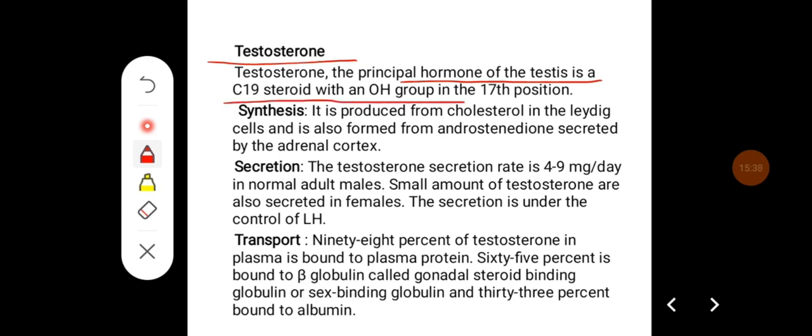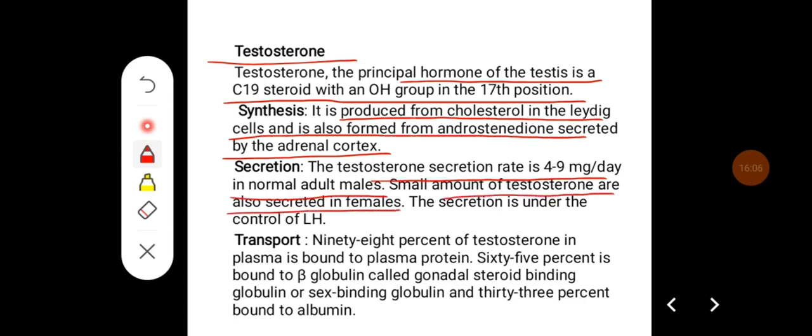Testosterone is a 19-carbon steroid with the OH group in the 17th position. Synthesis of testosterone occurs from cholesterol in the Leydig cells and is also formed from the androstenedione secreted by the adrenal cortex. Testosterone secretion occurs at the rate of 4 to 9 milligrams per day in normal adult males. Small amounts of testosterone are also secreted in females. The secretion is under the control of luteinizing hormone.